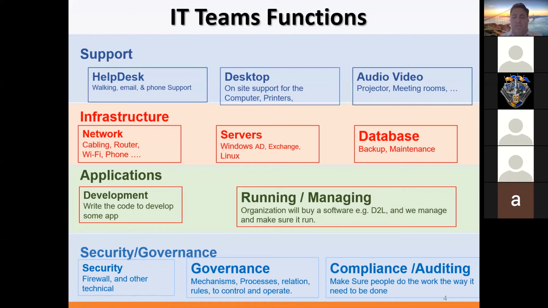Qatar University is medium size. We have about 100 IT guys in there. The total number was about 3,000 employees and 20,000 students. So the IT department looks something like this. We had a help desk, a desktop, audio video team. We have a network team. We have a server team. We have a database team. The server team had about six guys.